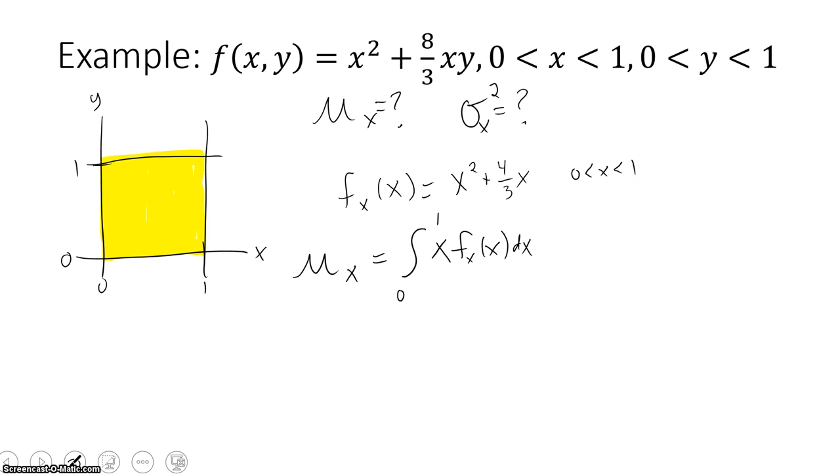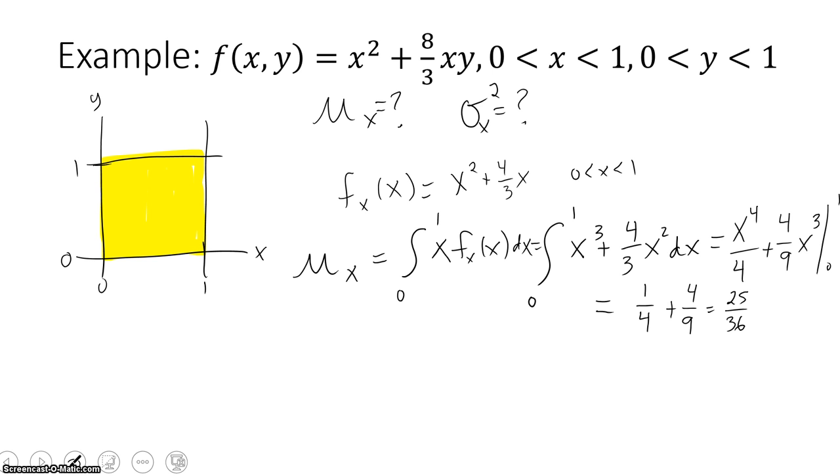If we want to find the mean of the marginal distribution of x, we're going to integrate over all the values of x from 0 to 1, x times our marginal distribution of x. So I'm integrating from 0 to 1, x cubed plus 4/3 x squared dx. And that gives me a mean of that marginal distribution of x, mu sub x, equal to 25 over 36.